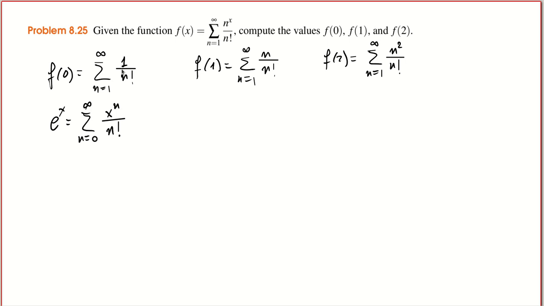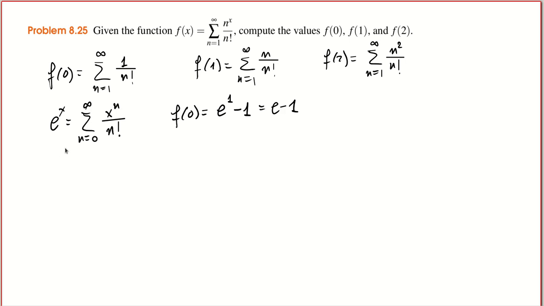So let's focus on this one, f of 0. Clearly, this is equal to this term when x is equal to 1. So, in principle, we have the exponential of 1. But you can see here that the starting point is n equal to 1, not n equal to 0. So we have to subtract the 0th term of this series, which is equal to 1. So actually, the value of this series is e minus 1. All right? Okay, let's go to f of 1.